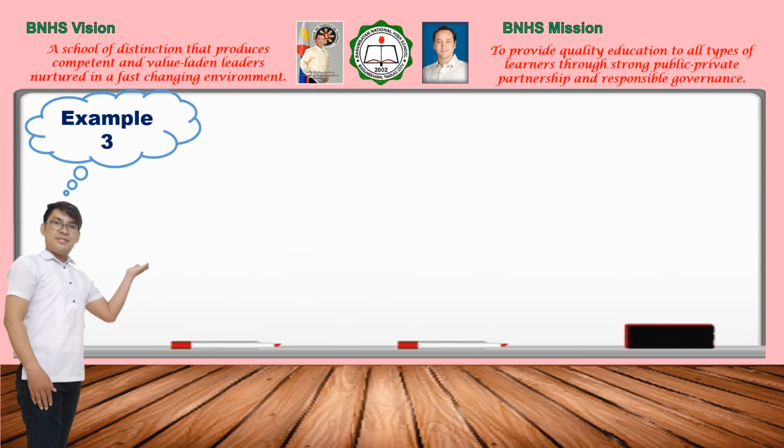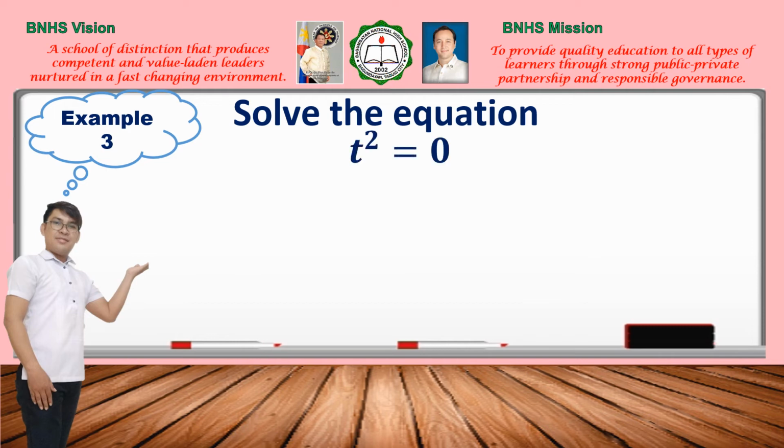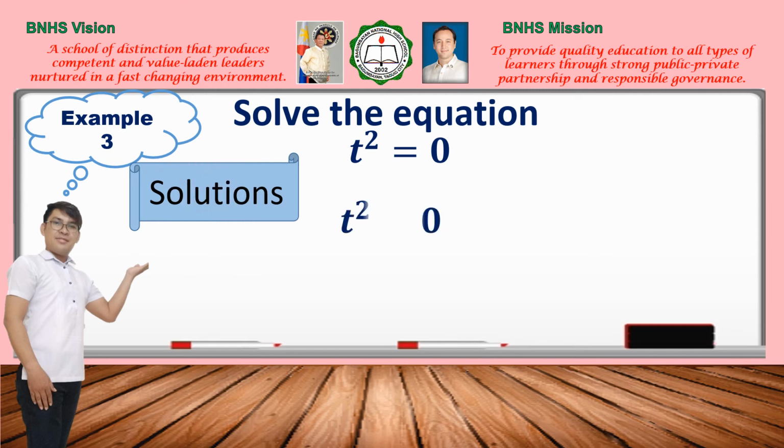Now let's have example number 3. Solve the equation t squared is equal to 0. This is already written in the form x squared is equal to k, so now apply the square root property. You have to take the square root of both sides of the equation. So we have the square root of t squared is equal to the square root of 0. The square root of t squared is equal to t, and the square root of 0 is equal to 0.